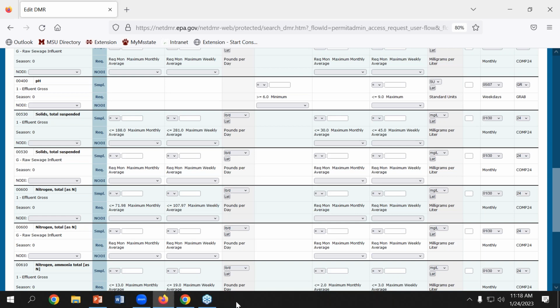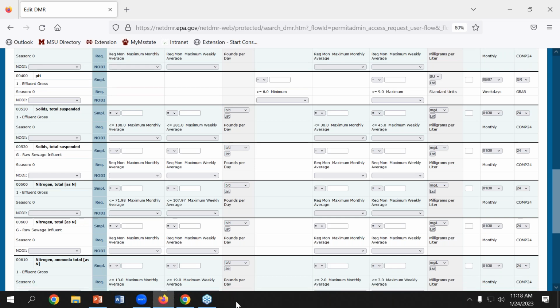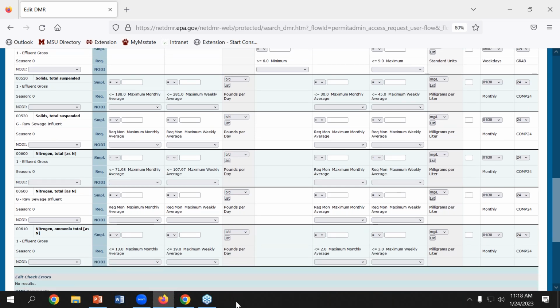Moving down to total nitrogen influent, as is the case with all of the influent parameters, they report only monthly. If you look to the far right of the DMR, you'll see 1 out of 30 means monthly.